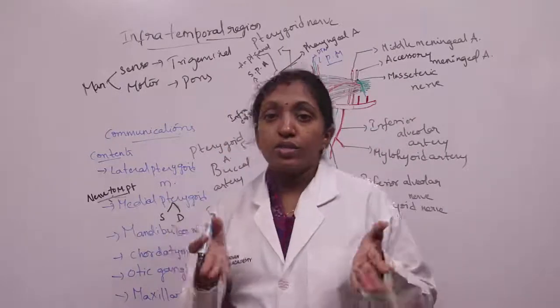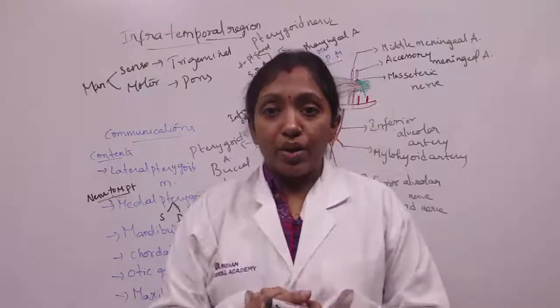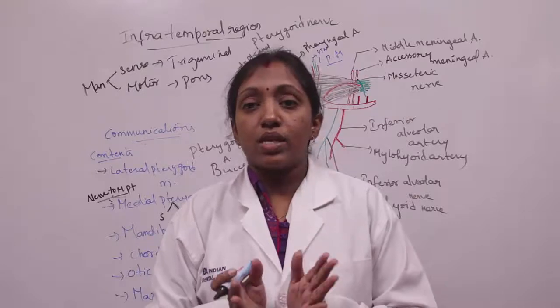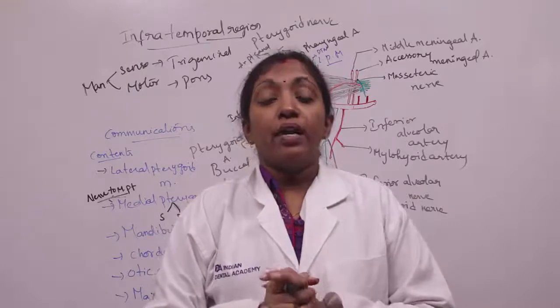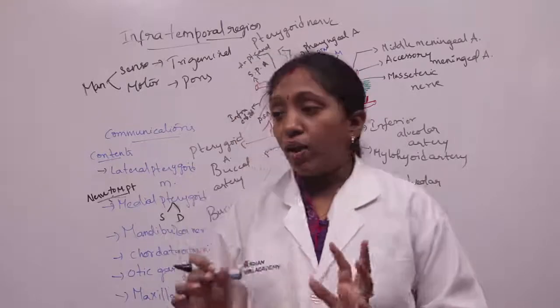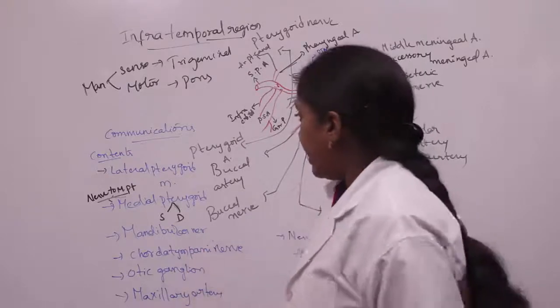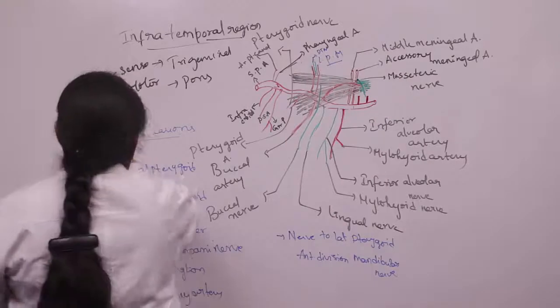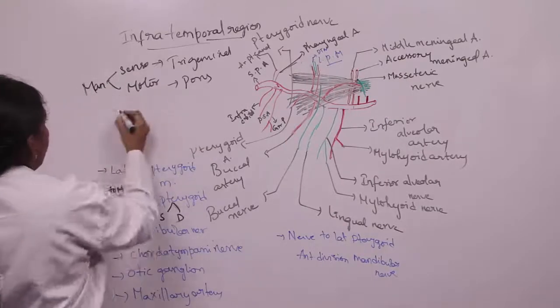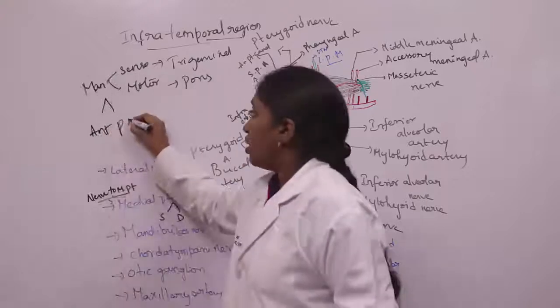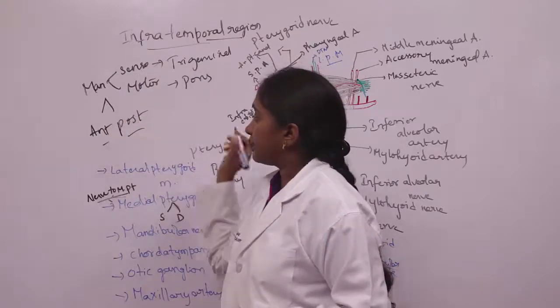These two roots emerge through the foramen ovale, and after emerging from the foramen ovale from the middle cranial fossa, they unite to form the trunk of the mandibular nerve. And after a short distance, the mandibular nerve divides into anterior and posterior divisions.